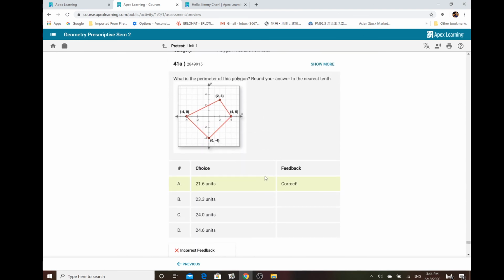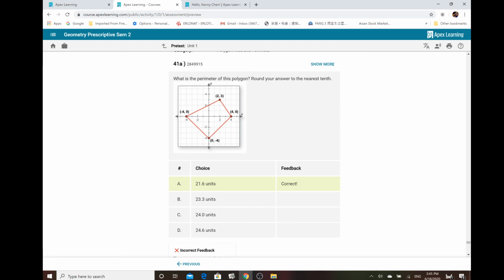And the rest of this, so what's the perimeter of the polygon? So it looks like this one is an irregular polygon, so that means you need to find out the line segments. So the way to find out the line segments is by using the distance formula. So once you get all the distances of the line segments, guess what? All you need to do is add them all together. So eventually it's about 21.6 units.